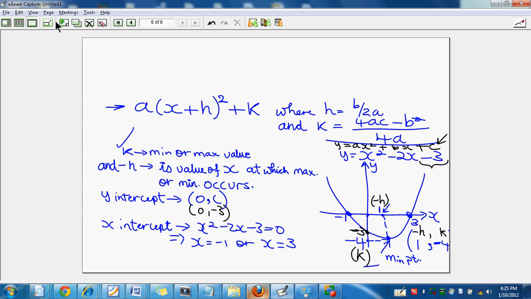Those values that we just got, x equal to minus 1 or x equal to 3, are also known as the roots of the equation. So if in the question they said, what are the roots of the equation? You would say the roots of the equation are x equal to minus 1 or x equal to 3. They are also the intercepts on the x-axis.